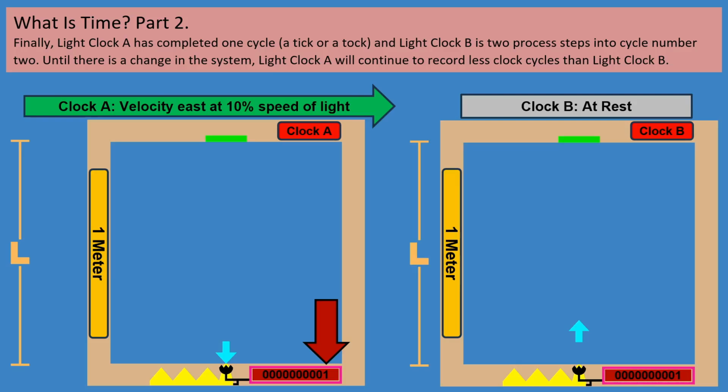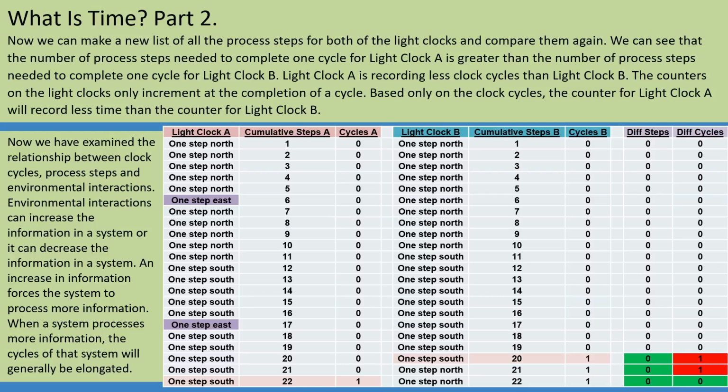Now we can make a new list of all the process steps for both of the light clocks and compare them again. We can see that the number of process steps needed to complete one cycle for light clock A is greater than the number of process steps needed to complete one cycle for light clock B. Light clock A is recording less clock cycles than light clock B. The counters on the light clocks only increment at the completion of a cycle.